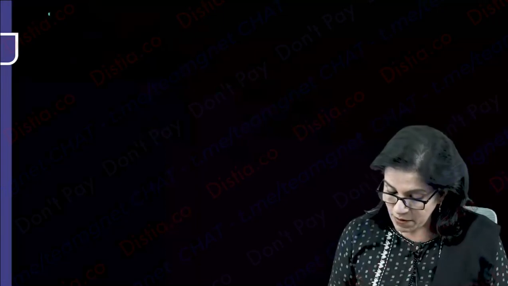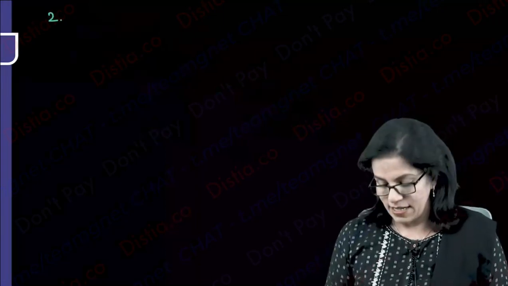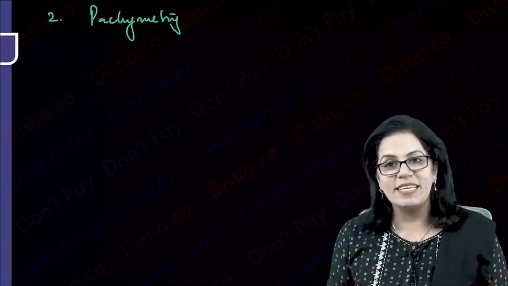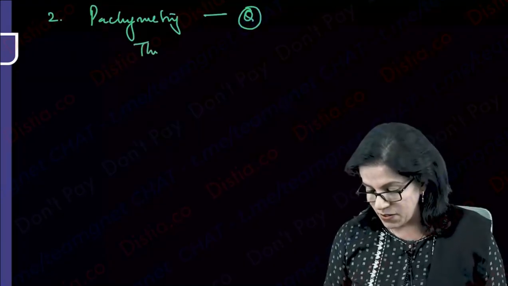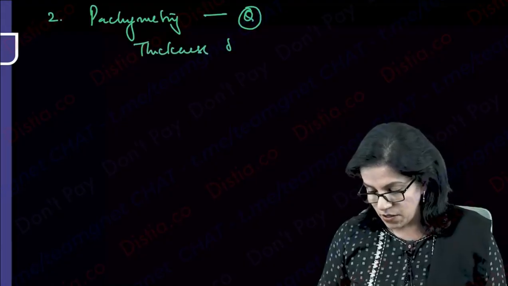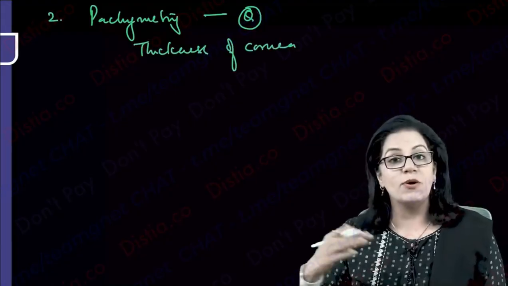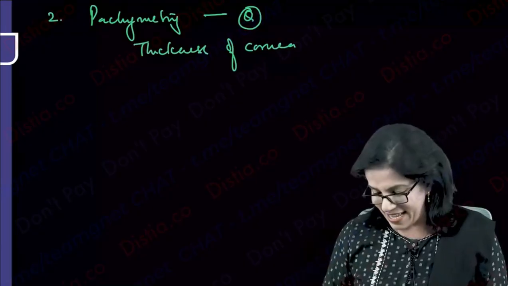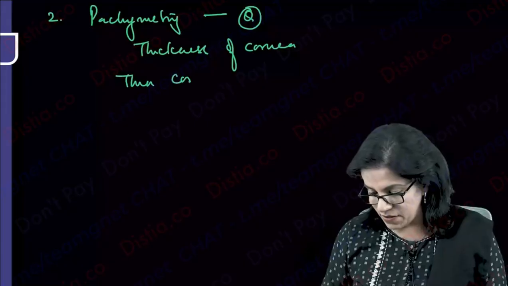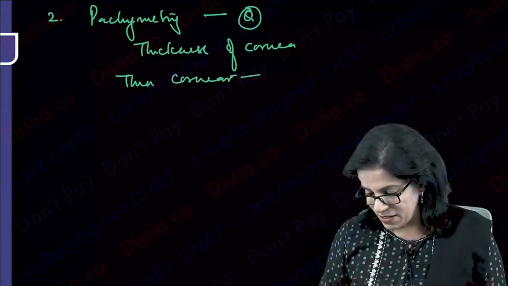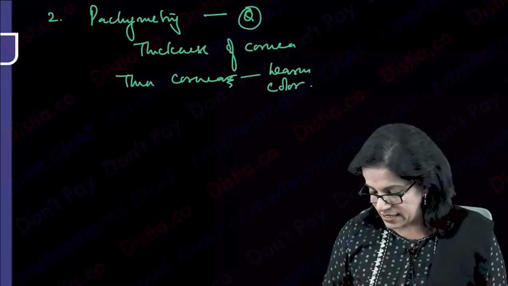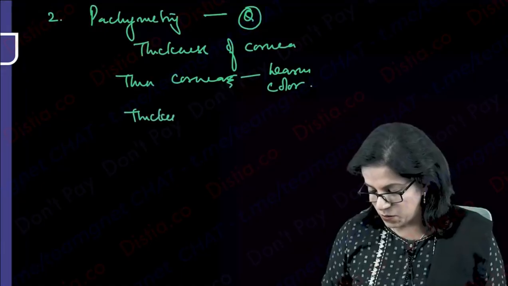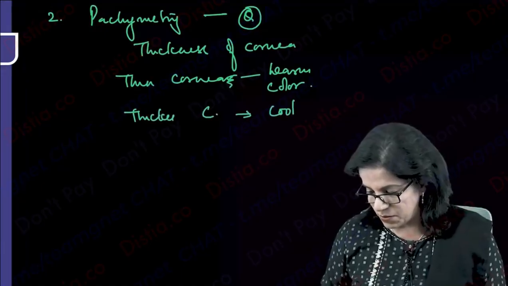The second thing that it will measure is your pachymetry reading. What is pachymetry? It has been an exam question as well. This is the thickness of the cornea. So common sense, wherever there is a steeper cornea, thickness will be lesser. That means thinner cornea will have warmer colors, that means red, and thicker cornea will have cooler colors towards blue.